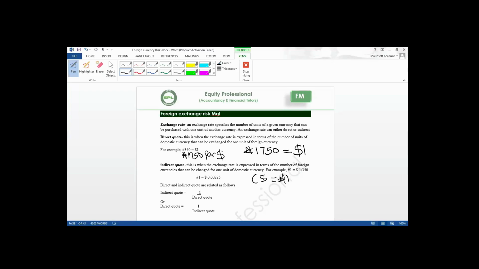You can also do like this. Dollar, $0.002 equal 1 naira. The quantity, units of dollar that can exchange for 1 naira. This is indirect quotation.